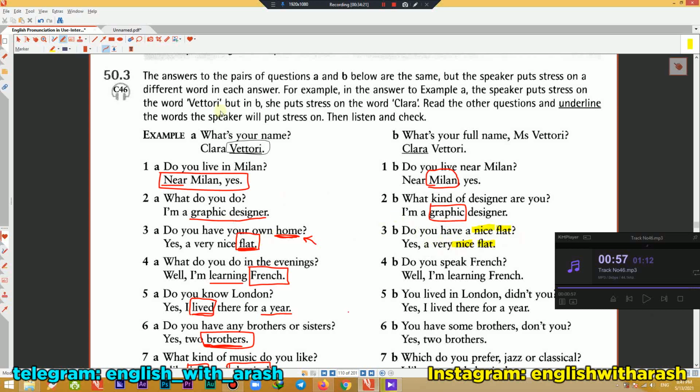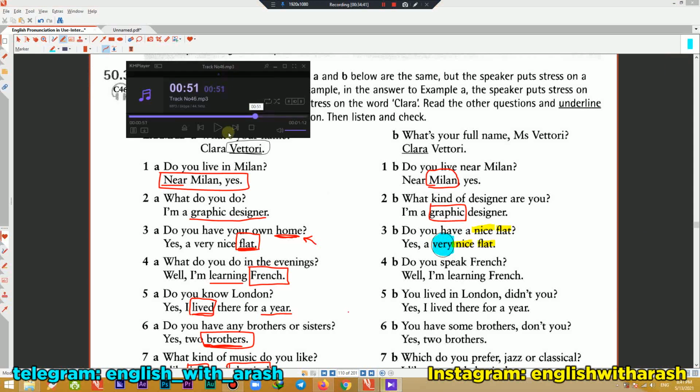So the only thing that is new is just very. So you want to say that very louder. Do you have a nice flat? A very nice flat. Graphic designer. Do you have a nice flat? Yes, a very nice flat.